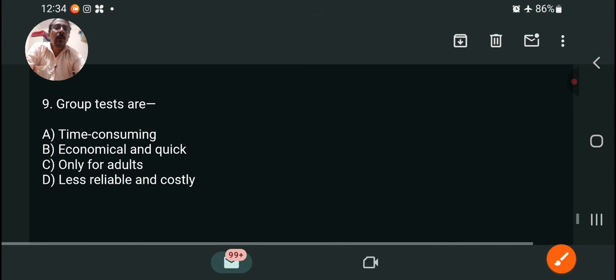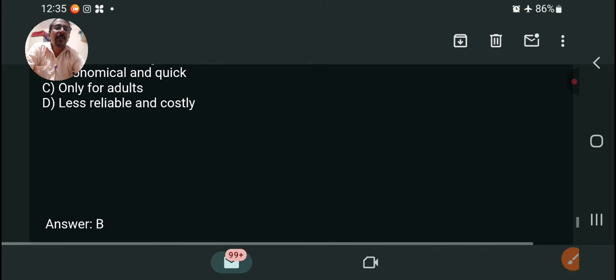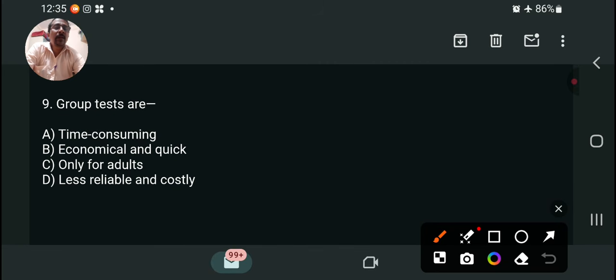Then ninth one: group tests are time consuming, economical and quick, only for adults, or less reliable and costly? Group test. Guess the right answer. Economical and quick, group test. Yes, check that answer. B. When you are conducting a group test, it will be economical, quick, and not costly.